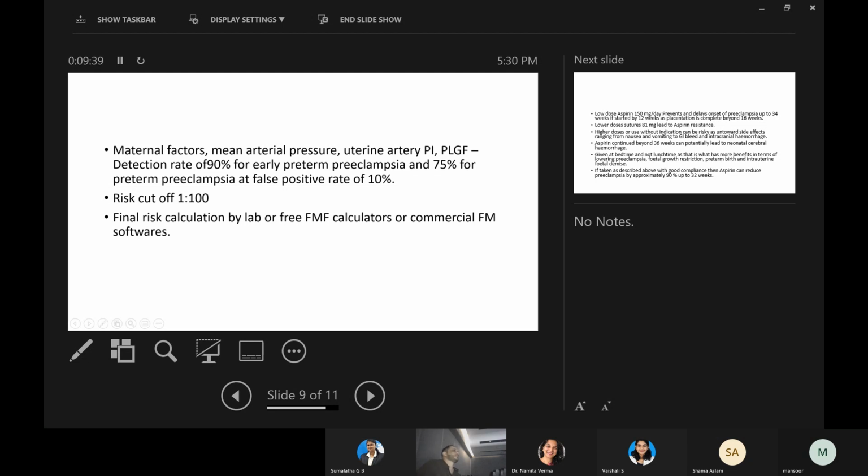Now, a risk of 1 in 100 is good enough for preeclampsia. We don't want to make it 1 in 50 or 1 in 10, because what we are going to do here is not something like aneuploidy. There, 1 in 100 may be too much, and we can take a cutoff like 1 in 50 or 1 in 10, because there we are going to do amniocentesis, which is an invasive thing and has a risk of abortion. But here, at the most, what we do is give aspirin. So 1 in 100 is a good risk cutoff for preeclampsia screening.